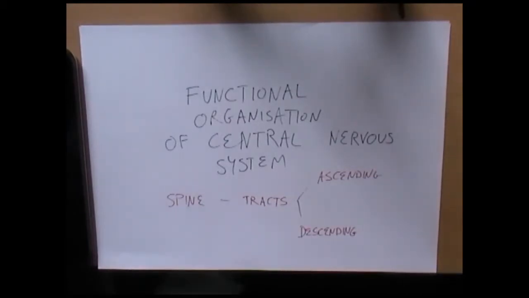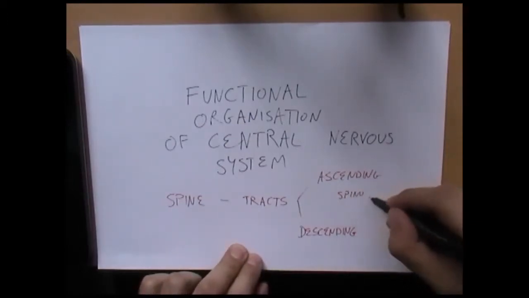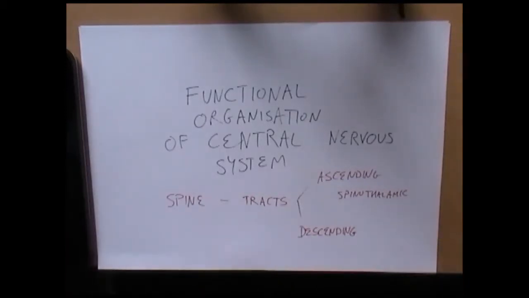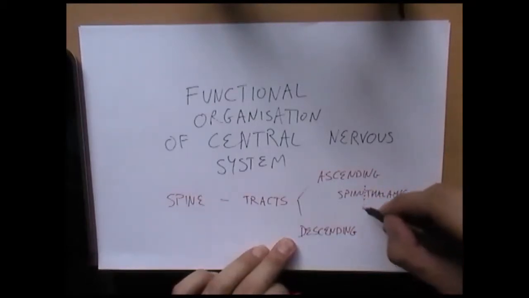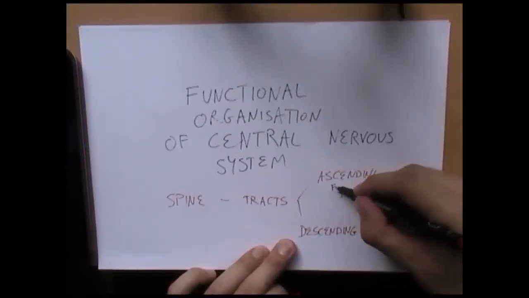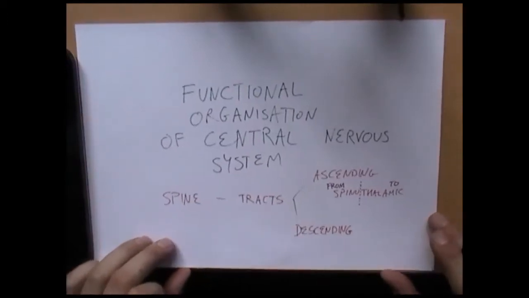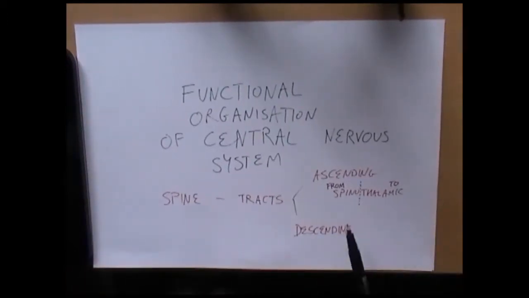For example, one of the ascending tracts is referred to as the spinothalamic tract. And if you look at the name and you divide the name into two portions, the first portion will be where the tract is anatomically coming from, and the second part will be where the tract is anatomically going to. So this particular tract, the spinothalamic tract, is going from the spine towards the thalamus of the brain. So it's, in other words, going up from the spine into the brain. So already from the name, you already know that this is an ascending tract, and you already know that its destination is the thalamus of the brain.